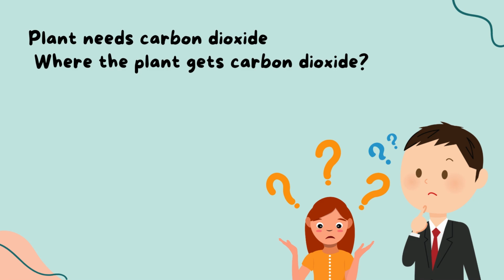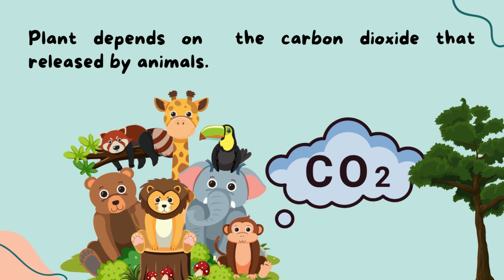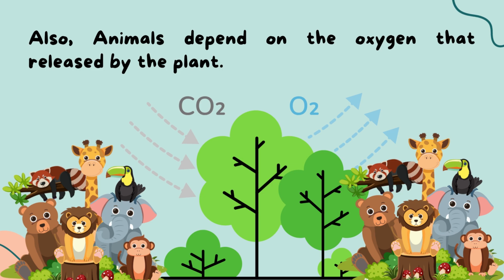So here I can tell you that the plant depends on the carbon dioxide that is released by animals, as all animals and humans release carbon dioxide, okay? In the respiration, you know that. So the carbon dioxide that is released from the animals, the plants take it. So the plants depend on the carbon dioxide that is released by animals, okay? On the other hand, the animals depend on the oxygen that is released by the plant, okay?